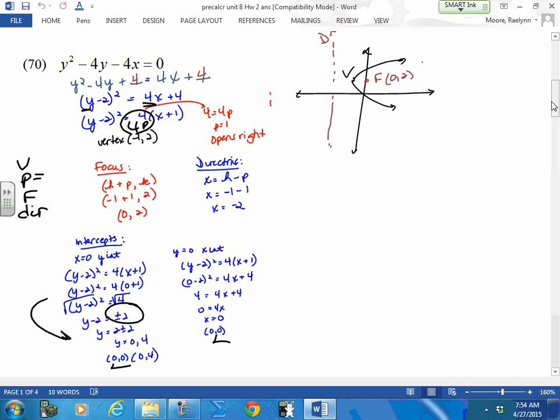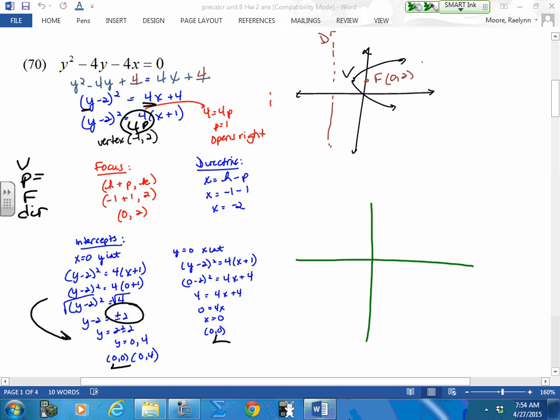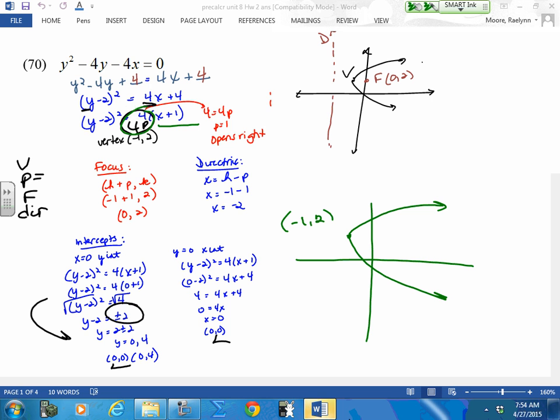Directrix? Wait, what's D? Or P? The directrix is a line. So here's my vertex. My vertex is -1, 2. P is positive, so it's opening to the right. Did you find P? Yeah. So P is 1, right?